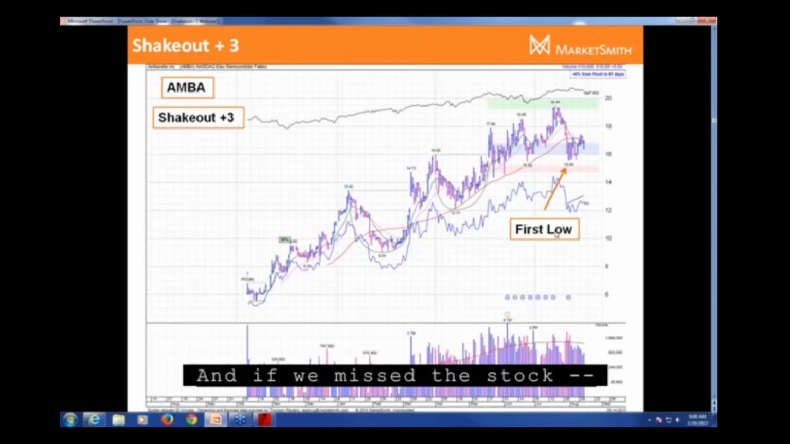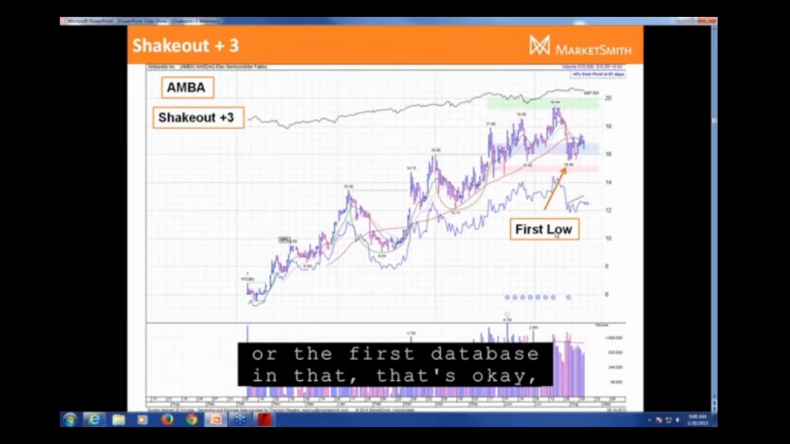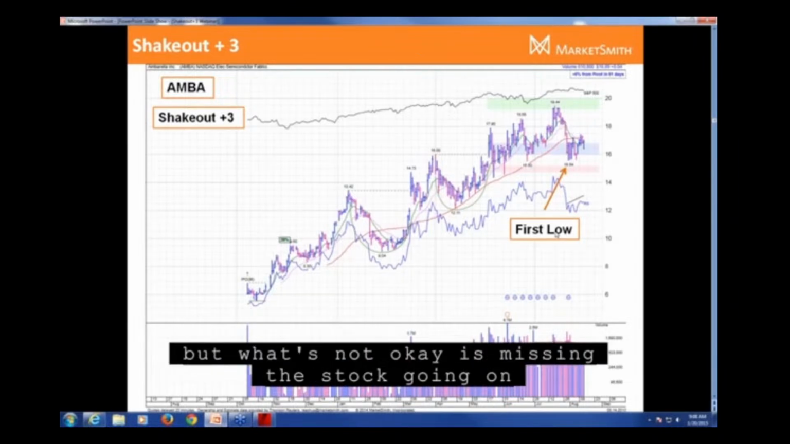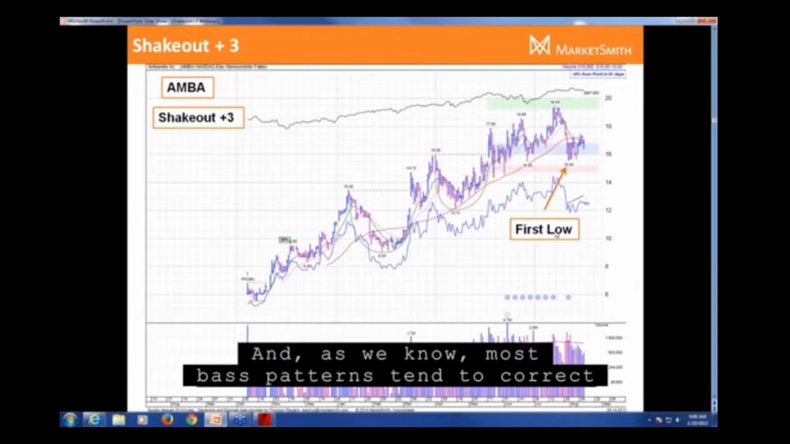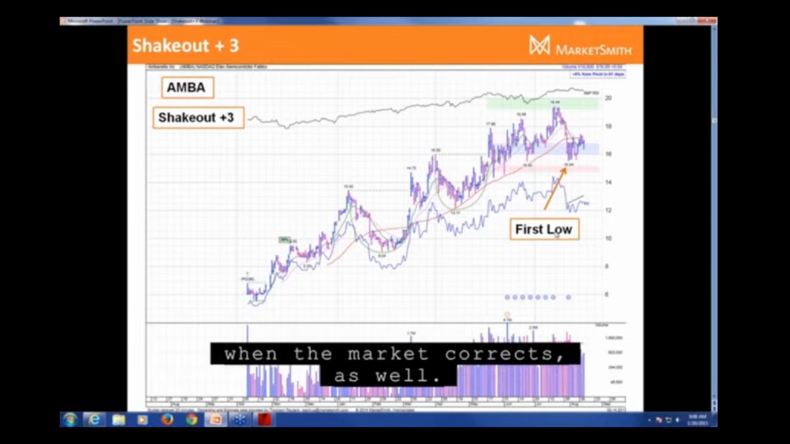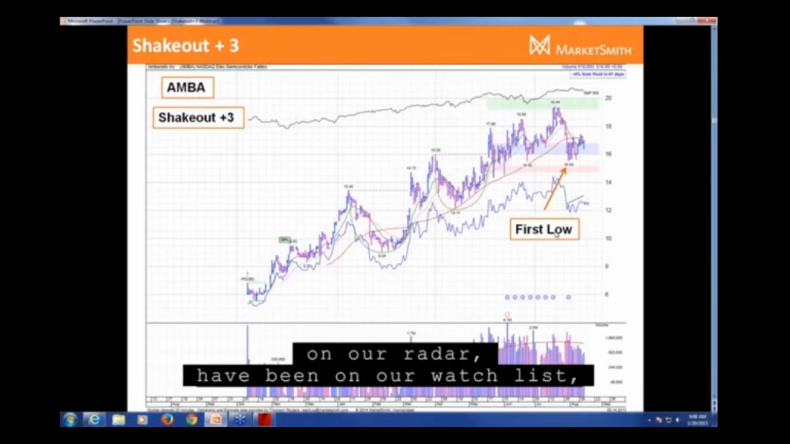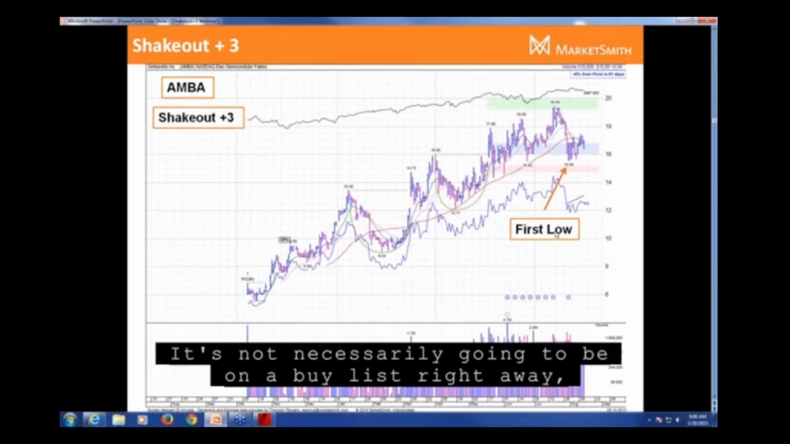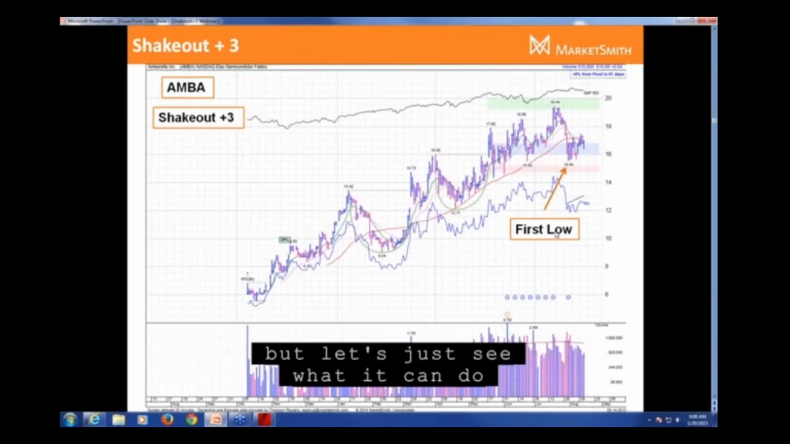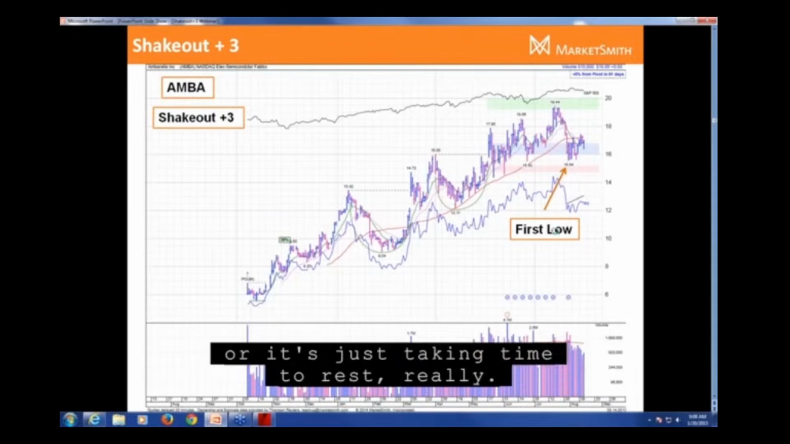And if we miss the stock, and the odds are we don't get in the first stage base, that's okay. But what's not okay is missing the stock going on for another big run. And as we know, most base patterns tend to correct when the market corrects as well. So this stock should definitely have been on our radar, on our watch list. And what we're looking for is just to observe it. It's not necessarily going to be on a buy list right away, but let's just see what it can do as it's building a base pattern while the market is correcting, or it's just taking time to rest, really.